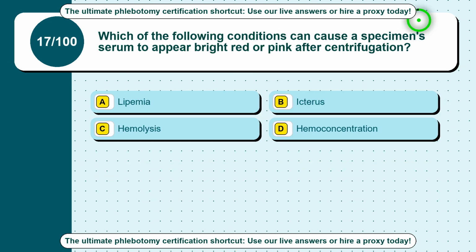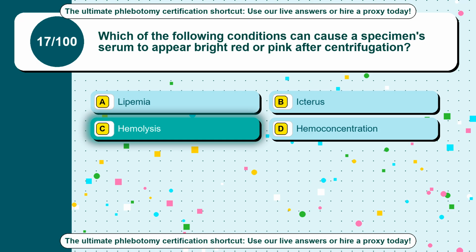Question 17. Which of the following conditions can cause a specimen's serum to appear bright red or pink after centrifugation? Option A. Lipemia. Option B. Icterus. Option C. Hemolysis. Option D. Hemoconcentration. The correct answer is option C.